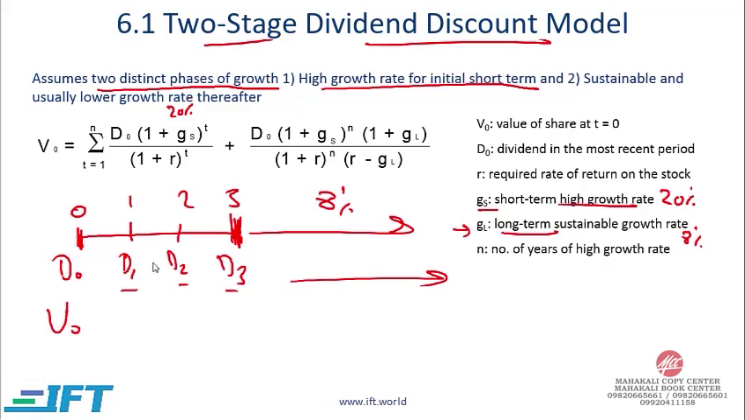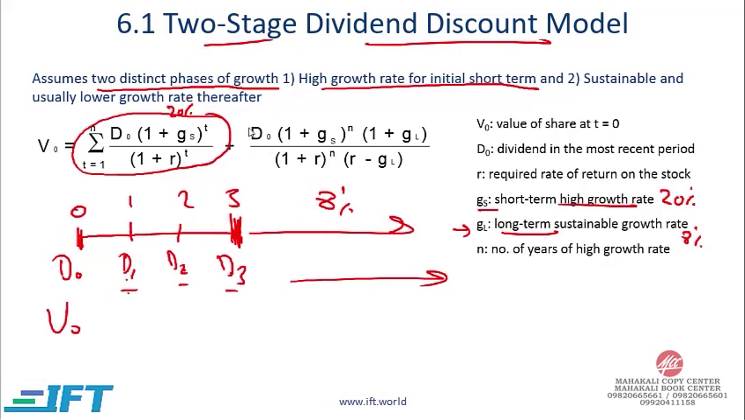Can you use the Gordon growth model with D1, D2, D3? You cannot, because for Gordon growth to work, you need to assume a growth rate of a certain number forever. Here we have 20%, but for a finite period. So what do you do? You take D1 and discount it back, D2 discount it back, D3 discount it back, and that is what this part of the formula is saying.